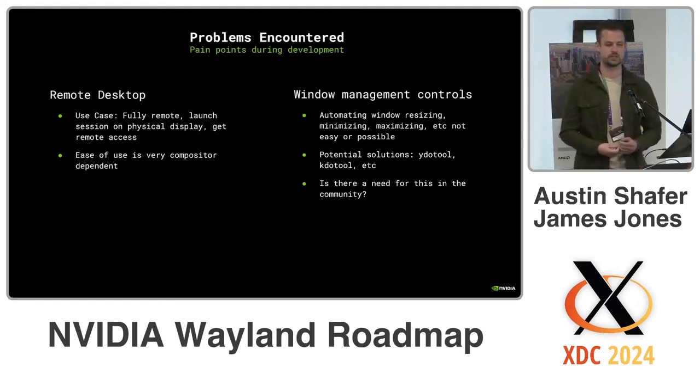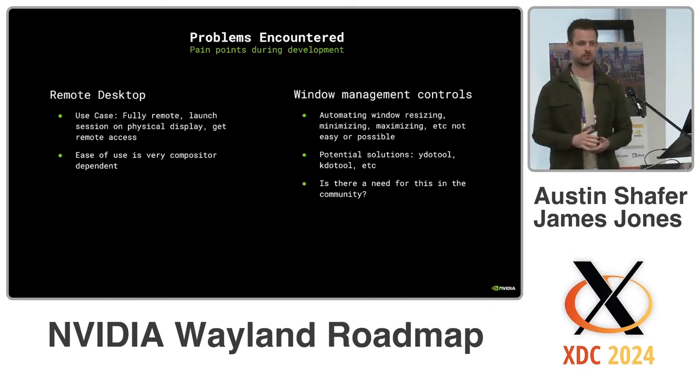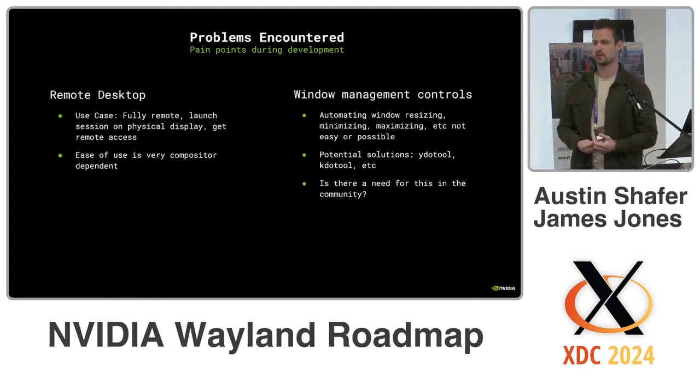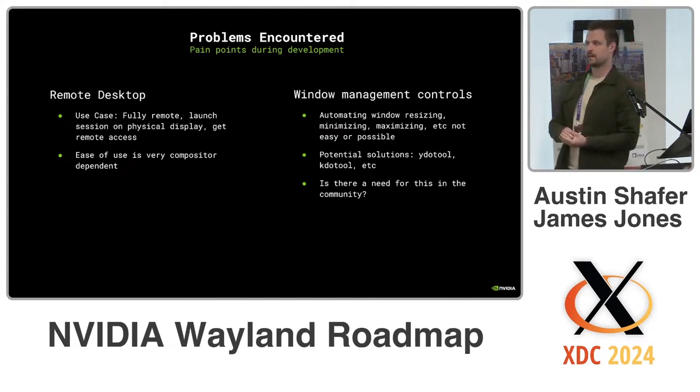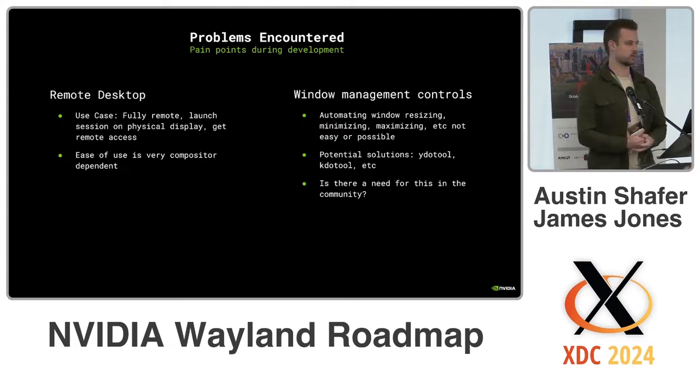What I'm more interested in is window management controls. We have a lot of automated testing for X where we use something like xdotool, and there's not really a great counterpart to that right now in Wayland. This is really impacting how we can test things. One of the big cases is automated window resizing. We find a lot of bugs by resizing a window while it's drawing. This exercises a lot of paths in our driver. We don't really have a great way to do that. Maybe that's just that we're not aware of it. There are some possible solutions.